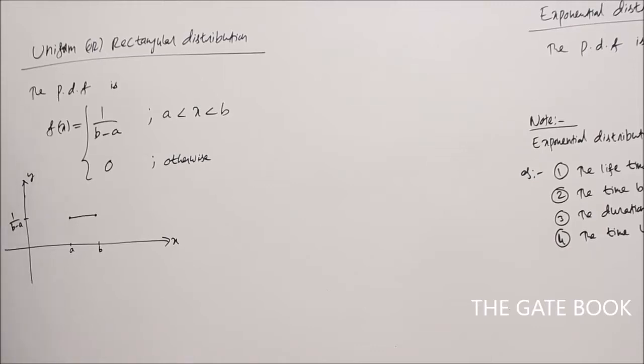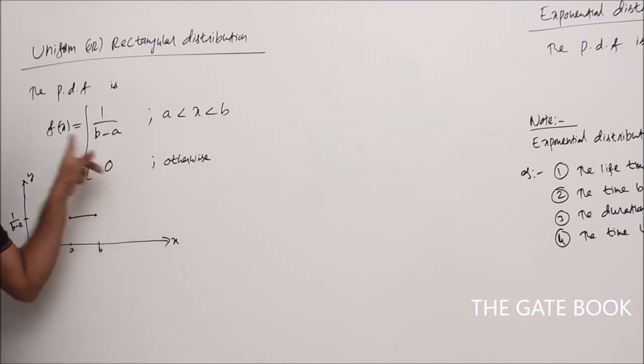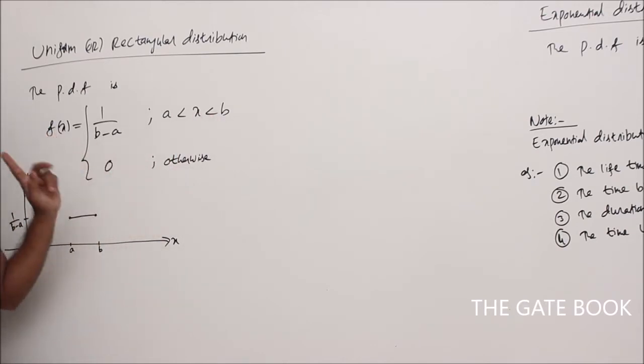Next distribution, uniform or rectangular distribution. The PDF of uniform or rectangular distribution is f of x is equal to 1 by b minus a, where a less than x less than b. Otherwise, the value of the PDF is 0.